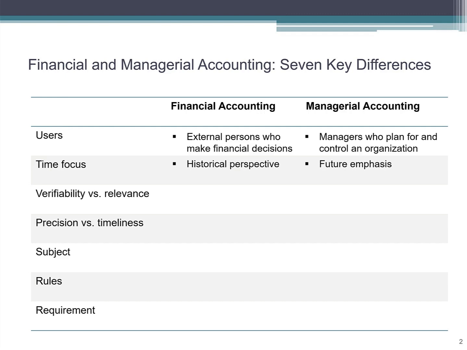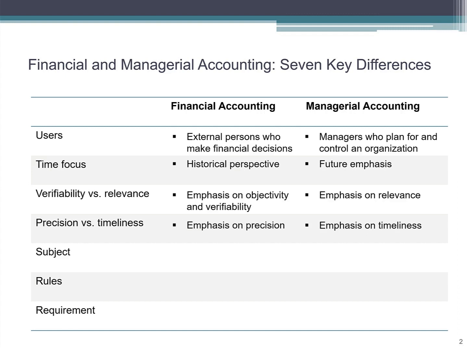Relevant versus verifiable data. Financial accounting data should be objective and verifiable. Managerial accountants focus on providing relevant data even if this data may not be completely objective and verifiable. Precision versus timeliness. Financial accounting focuses on precision when reporting to external parties, but managerial accounting helps decision makers by providing good estimates as soon as possible rather than waiting for precise data later.